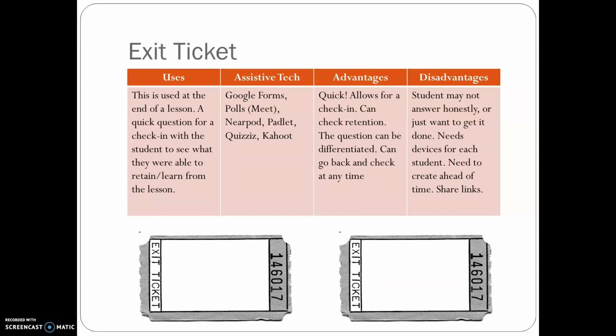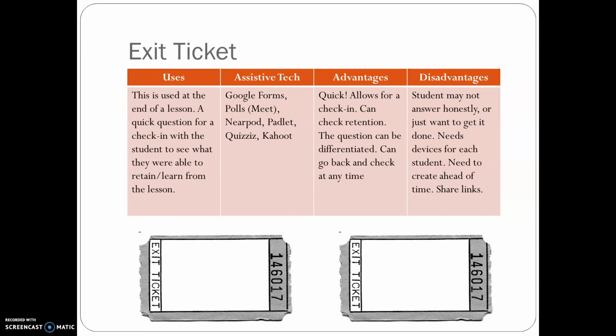Our next informal assessment is an exit ticket. An exit ticket is at the end of a lesson, a quick question or check-in with the student to see what they were able to retain or learn from the lesson. The assistive technology that can be used are Google Forms, polls within Google Meet if you're teaching virtually, Nearpod, Padlet, quizzes, Kahoot. All of these are great to use.